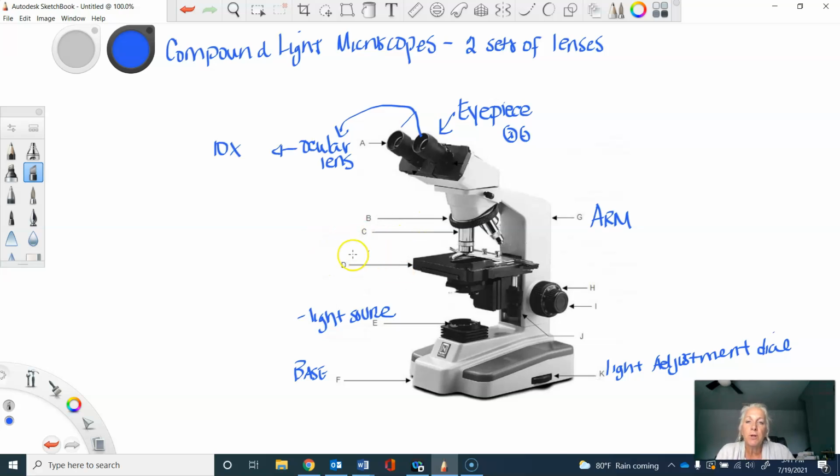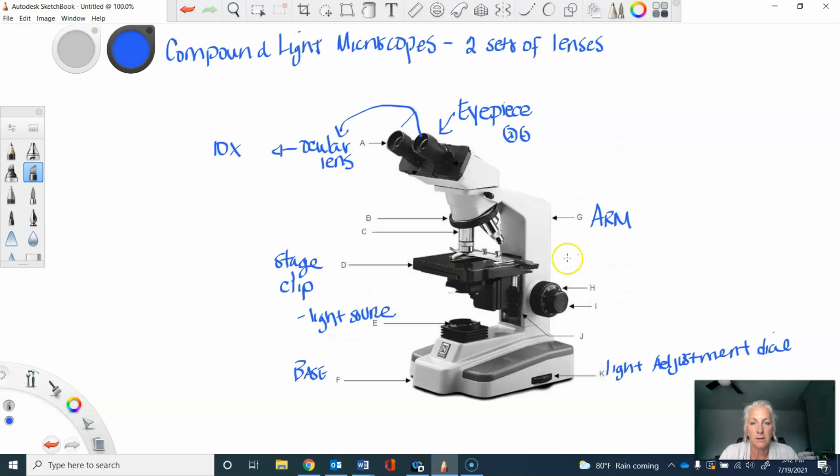All right, the next thing we want to look at is this thing called the stage. The stage is where your slide is going to be sitting, and there is a clip on it that secures it to the stage. So that's where your slide is going to sit.